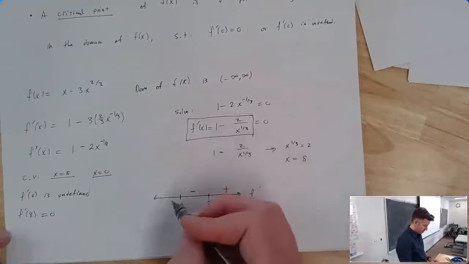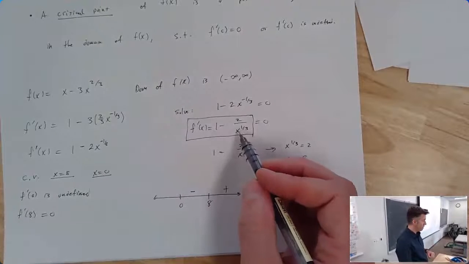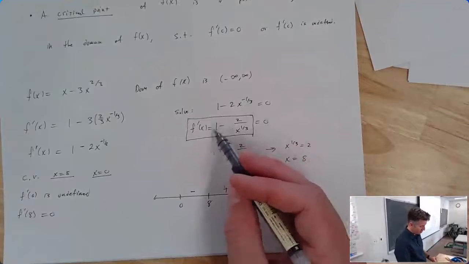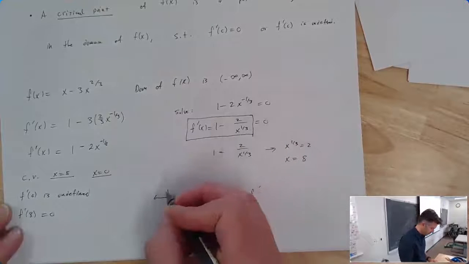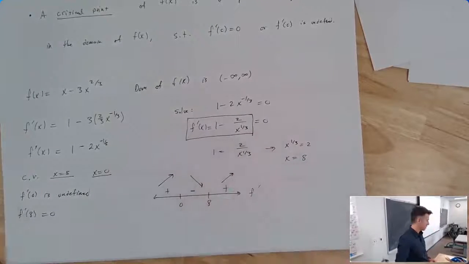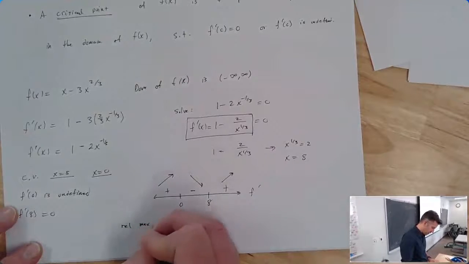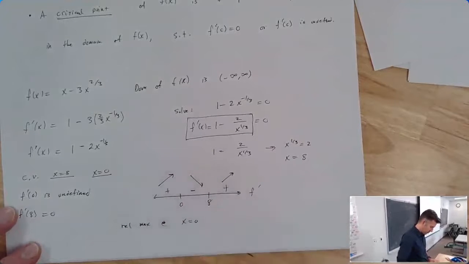And I'm going to pick negative 1. Negative 1 to the 1/3 is negative 1. 2 over negative 1 is negative 2. 1 minus negative 2 is positive. So my function is increasing, decreasing, increasing. So I do have a relative maximum at x equal to 0.